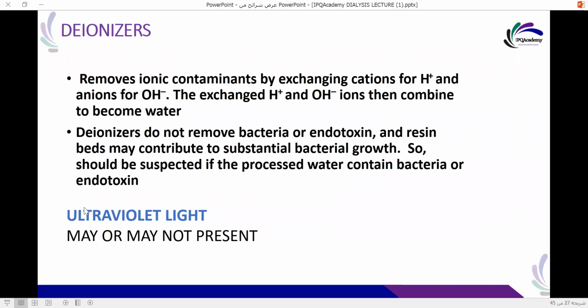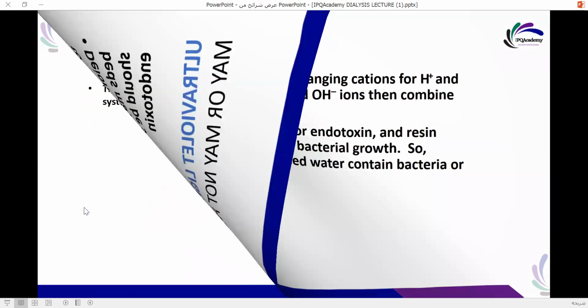What about the deionizer? A deionizer may be present, maybe not. It removes ionic contaminants by exchanging the cations for hydrogen and the anions for OH. The hydrogen and OH ions then combine to become water. This deionizer doesn't remove bacteria or endotoxin, and resin beds may contribute to substantial bacterial growth, so it should be suspected if the processed water contains bacteria or endotoxin, as it may be the cause. Ultraviolet light, as we said, may or may not be present.